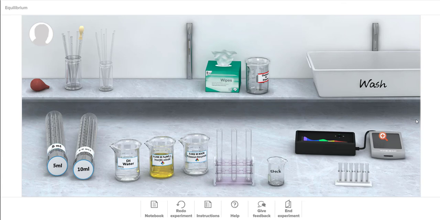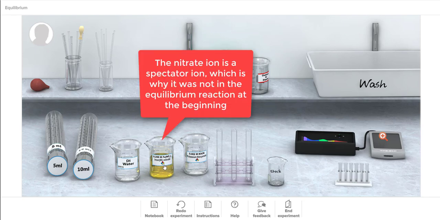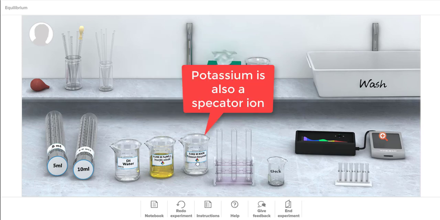So in this video I'm going to go over the general idea of how to go about doing the equilibrium lab in Learnsmart Labs. So in this lab we're looking at an equilibrium reaction between two different species. One of them is going to be provided by the iron 3 nitrate, and the other one is going to be provided by potassium thiocyanate. And we're going to be looking at a reaction between these.